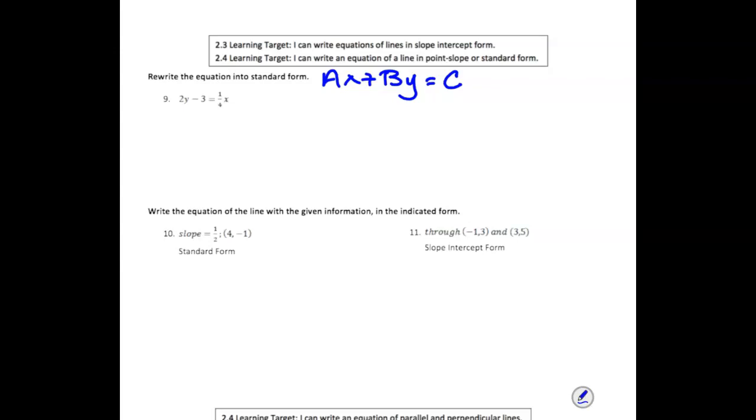So for this first one, I'm going to subtract the 1/4 x to the left side. I now have negative 1/4 x plus 2y minus 3 equals 0. Then I'm going to add my constant to the other side. So negative 1/4 x plus 2y equals 3.